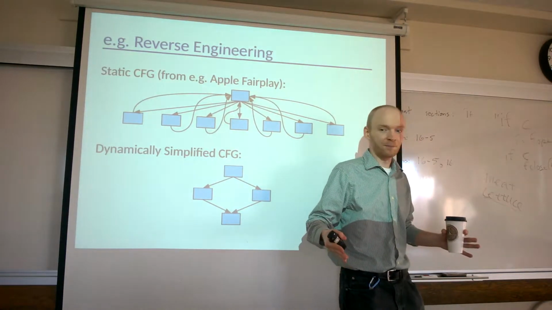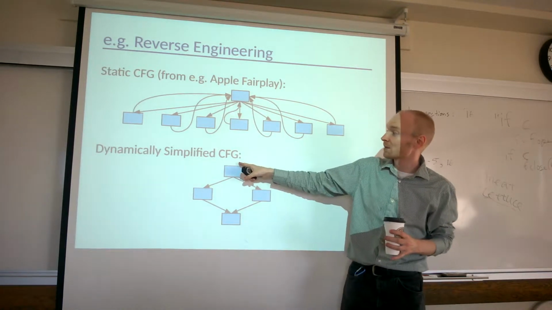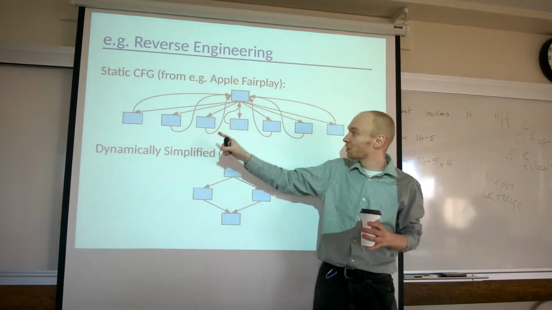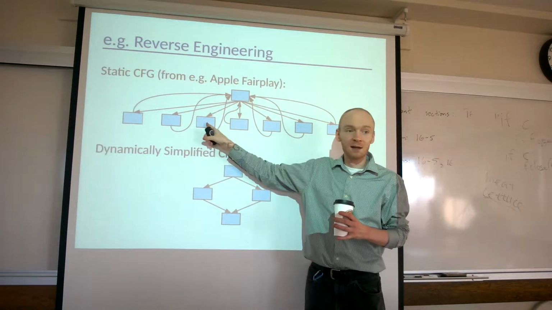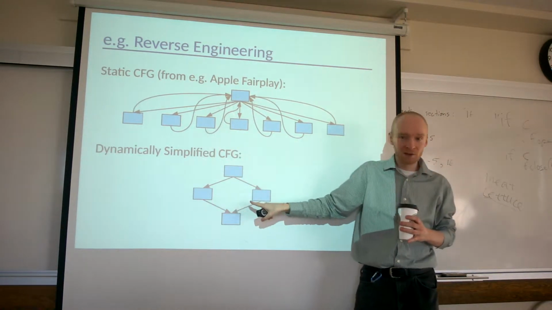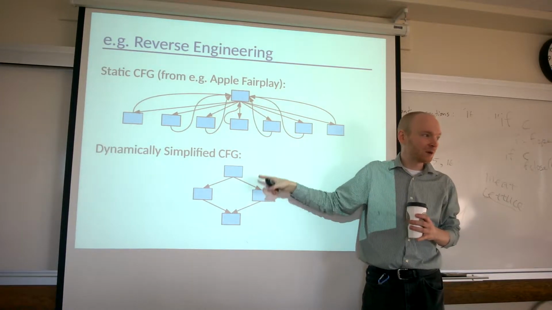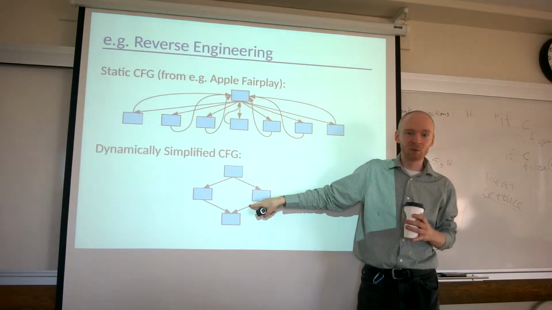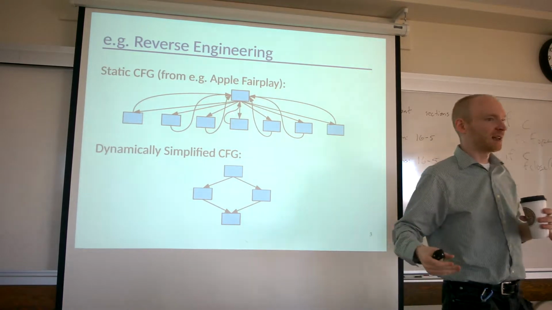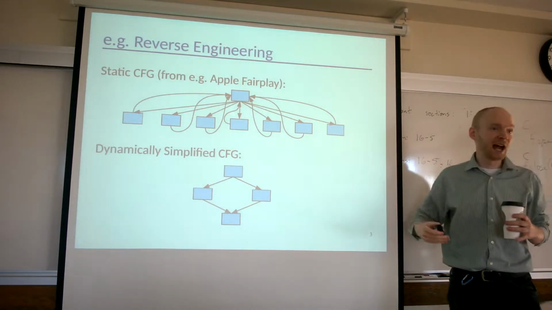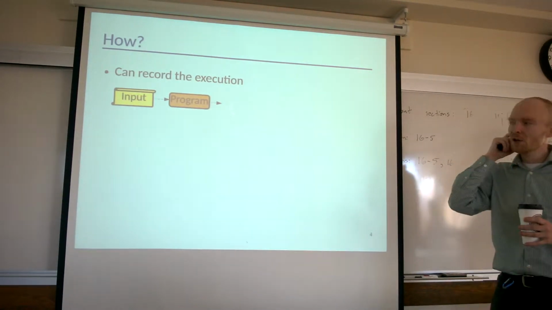Apple doesn't want that. However, you can use techniques that are dynamic in order to turn something that looks like this, that's difficult to interpret, into something that looks like this, that's easy to interpret. Transform something that's obfuscated into something that's understandable, using dynamic techniques, by observing what actually happened. So how does this work?